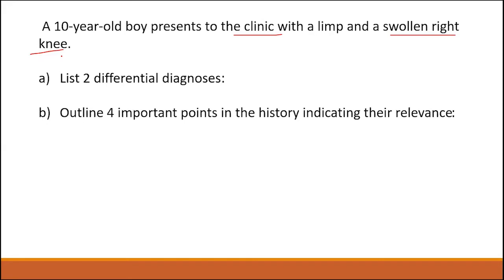Now, outline four important points in the history indicating their relevance. Again, you have your differentials in your head and have already written them down: septic arthritis, hemoarthrosis, idiopathic arthritis, osteosarcoma. If for nothing at all you can't write anything, find something to write about hemophilia, a question to ask the person that can help you confirm your diagnosis.